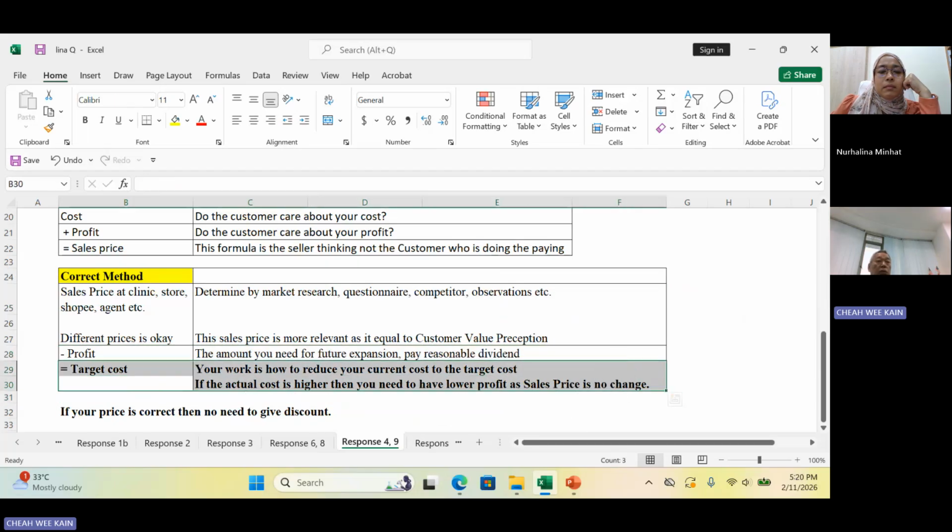How to reduce cost? And every time your people want to increase salary, at least inflation 3%. So how are you going to reduce? This is the tough part. And how good you are is this part. I highlight this one. Don't do it the other way around.